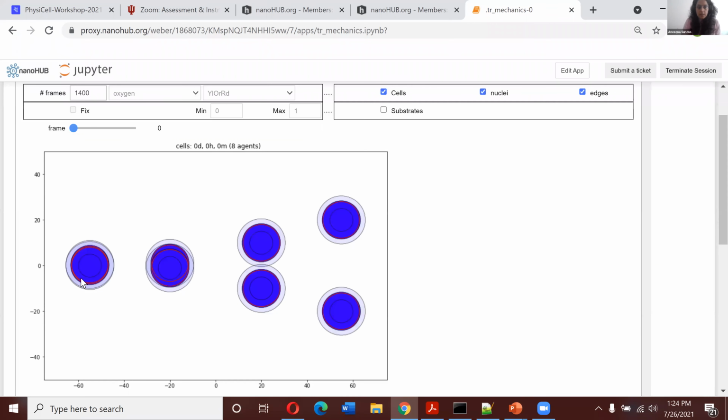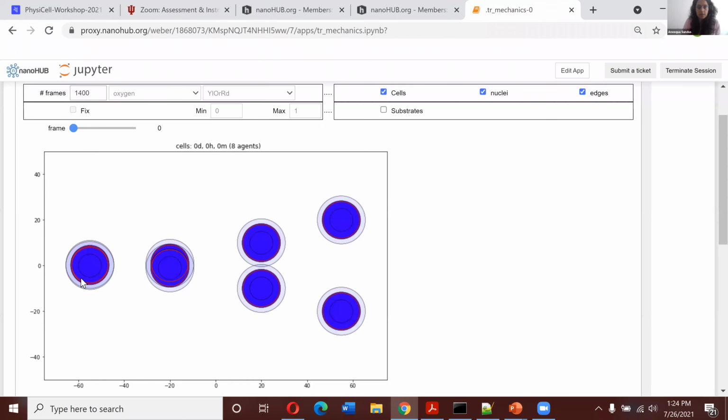And we use some extra interface to actually represent these light blue circles. These light blue circles represent the adhesion distance. Normally when you use an out-of-box PhysiCell simulation, you would not get these extra circles. We use them just for the purpose of the simulation to demonstrate what the adhesion strength is.